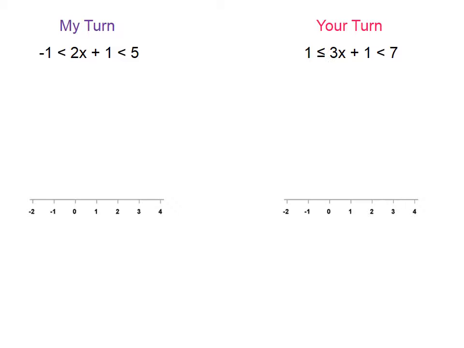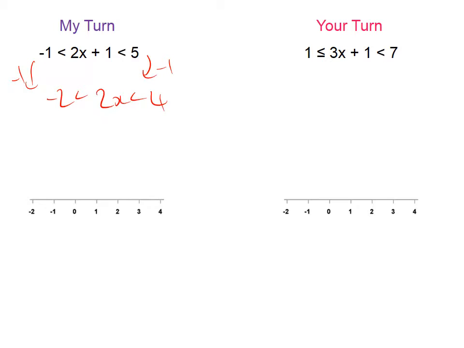Now this next one looks a little bit different. This time minus 1 is smaller than 2x plus 1, which is smaller than 5. Focusing on the 2x plus 1, I'm going to have to get rid of that plus 1. To do that I need to take away 1 throughout. Minus 1 take away 1 gives me minus 2. We've now got 2x in the middle. 5 minus 1 is 4.